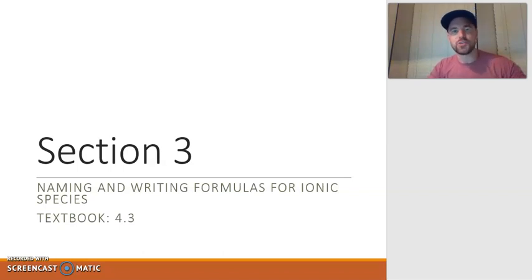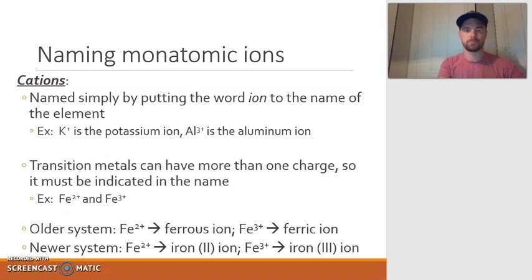In section 2, we introduced ionic compounds and talked a little bit about their structure. Now that we know what an ionic compound is, in section 3, we're going to get as much practice in as we can for naming and writing the chemical formulas for ionic compounds. Remember that ionic compounds are composed of cations and anions. So before we talk about the compounds, let's first talk about how we actually name the ions themselves.